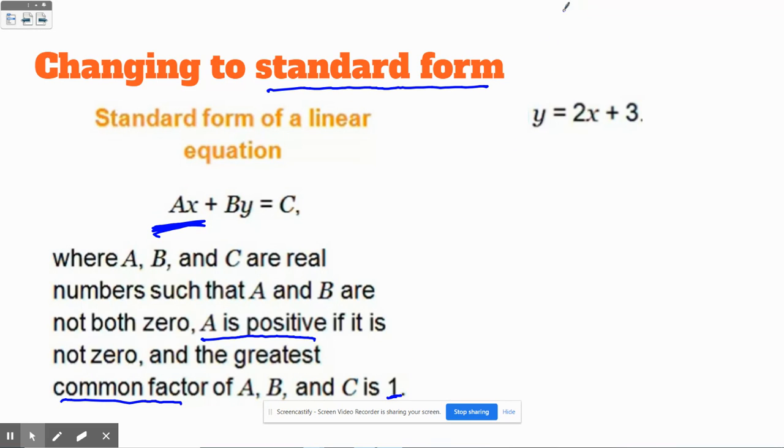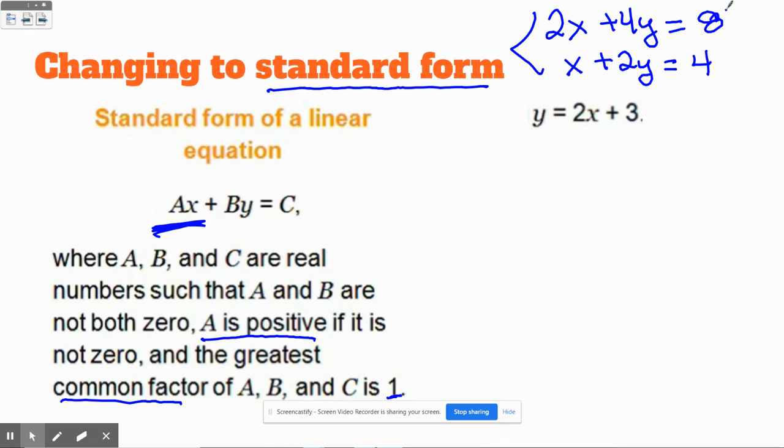So what they're saying here is that if it was 2x plus 4y equals 8, they would say that is not standard form. They would want us to divide everything by 2 first and have x plus 2y equals 4. And I think all of us understand that, but I thought they were both considered standard form.